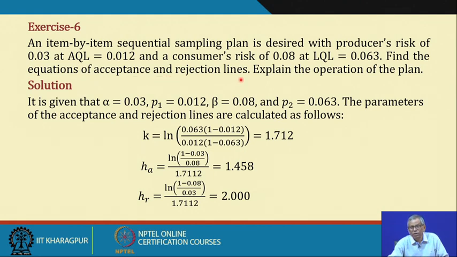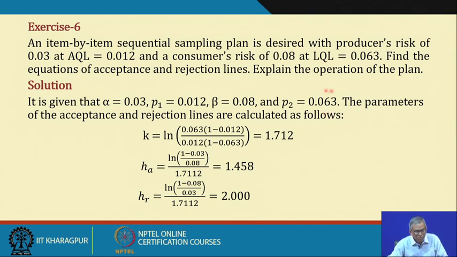Okay, when we explained the sequential sampling plan, it is essentially a unit by unit or item by item sampling plan, not a lot by lot acceptance sampling plan. Explain the operation of the plan. Alpha value is 0.03, P1 is 0.012, beta is 0.08, and P2 is 0.063. These values must be specified.